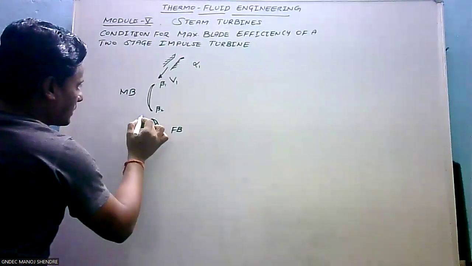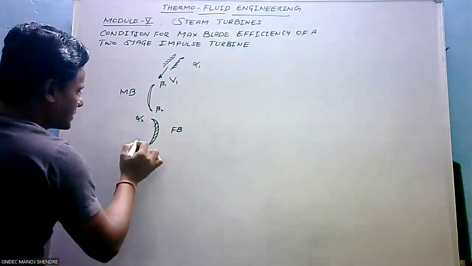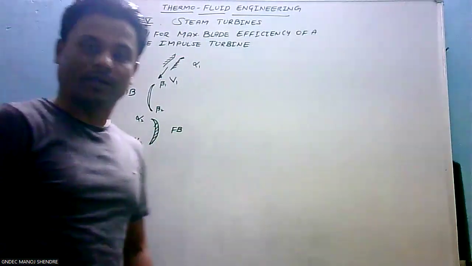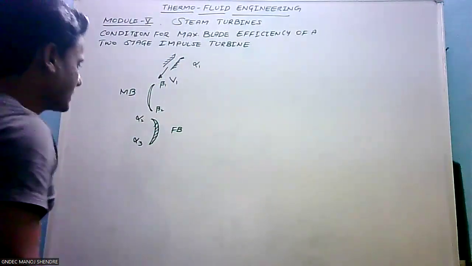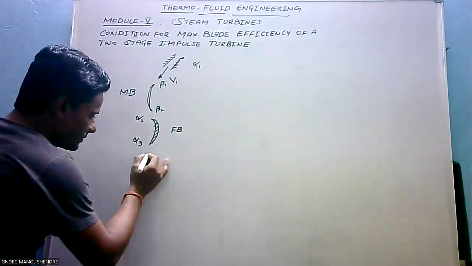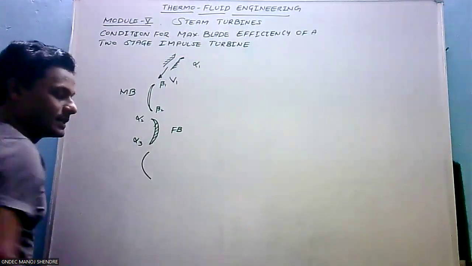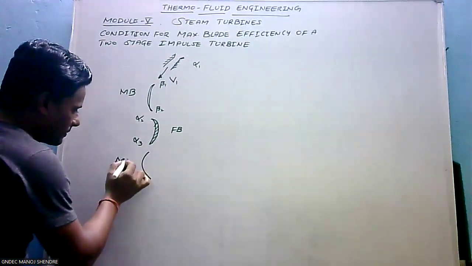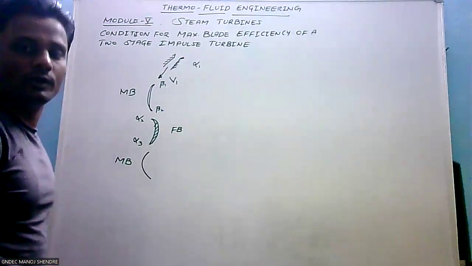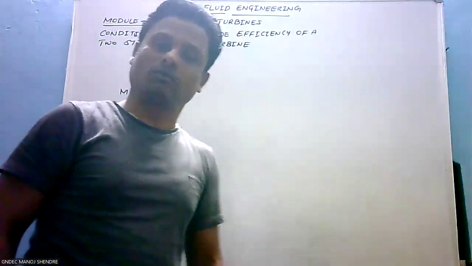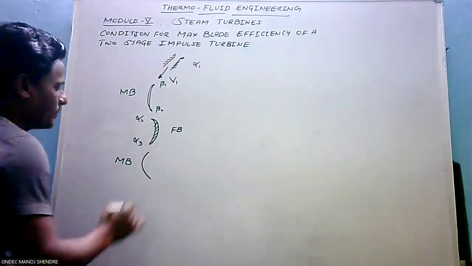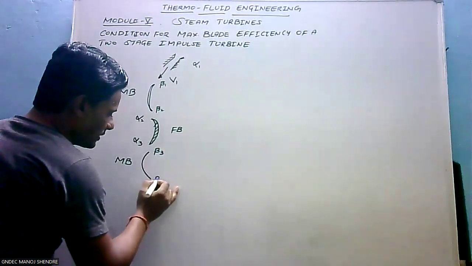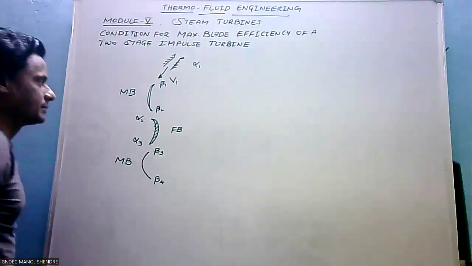Alpha 1 is already used, alpha 2, and here it is alpha 3. Next, it enters into the second set of moving blades. This is the moving blade here. Similarly, we have to use the angle beta for the set of moving blades. So beta 3 and beta 4.